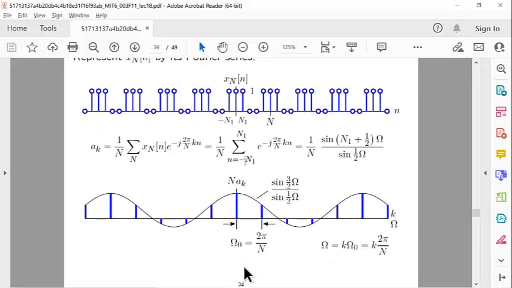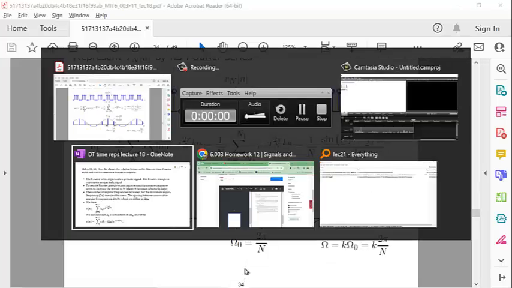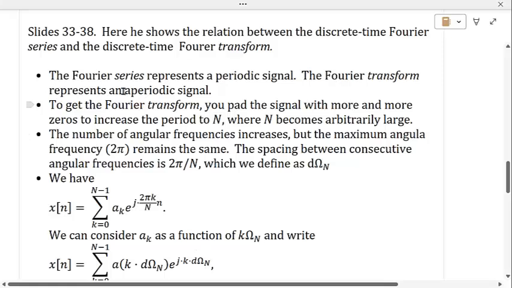Let me describe in another way what happens. So the Fourier series represents a periodic signal. The Fourier transform represents an aperiodic signal, but they're both discrete in this case. They're both represented by spikes. So to get the Fourier transform, you pad the signal with more and more zeros to increase the period to N, where N becomes arbitrarily large.